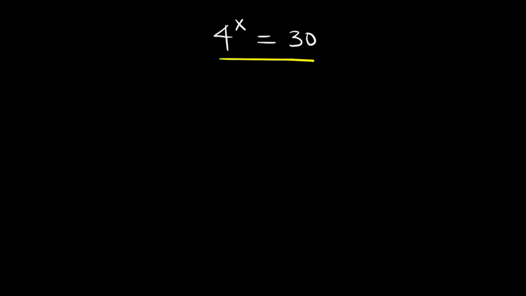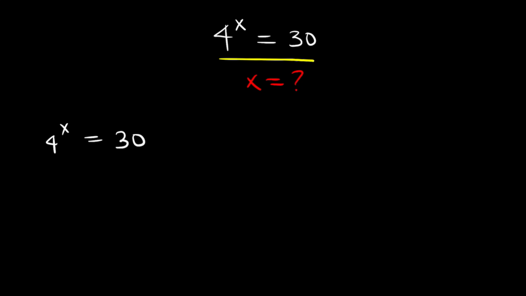In this problem we want to solve for x given that 4 raised to power x is equal to 30. This is an exponential equation and we're going to apply some basic laws of indices as well as logarithm to solve for x in this problem. We're given 4 raised to power x is equal to 30.